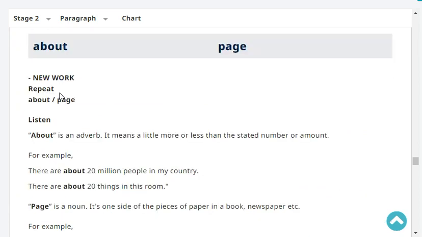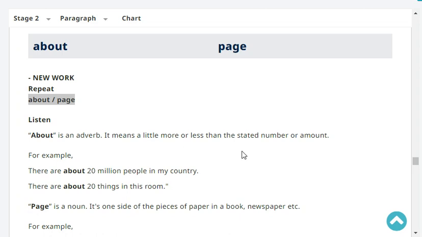Very good. Okay, let's move to vocabularies. Okay, repeat: about, page. Very good. Okay, listen. The word about is an adverb. It means a little more or less than the stated number or amount. So, like an estimate. If you're not sure of the number, you say about.